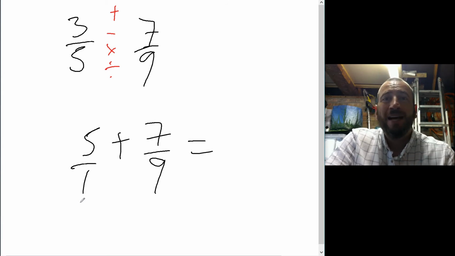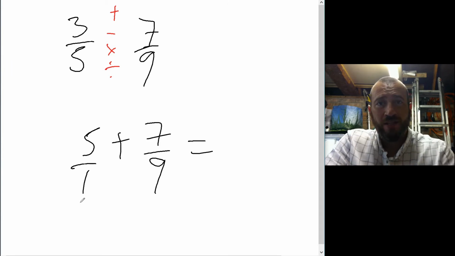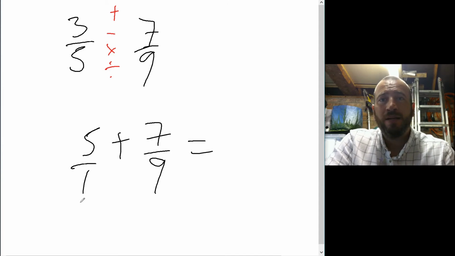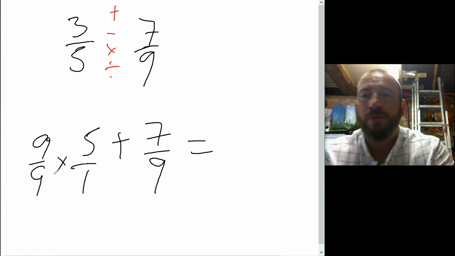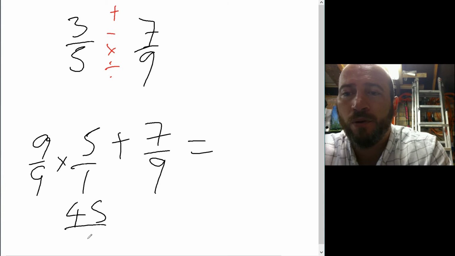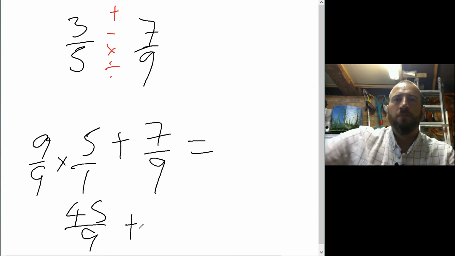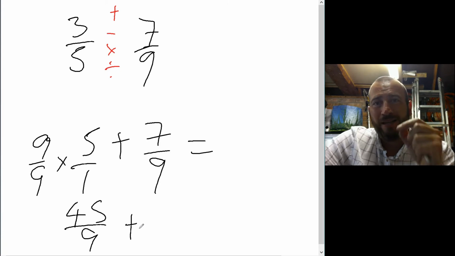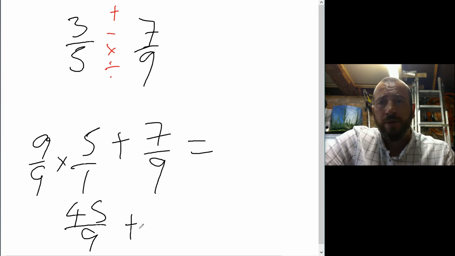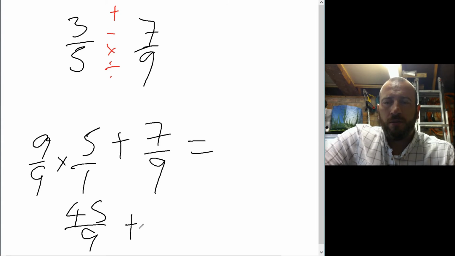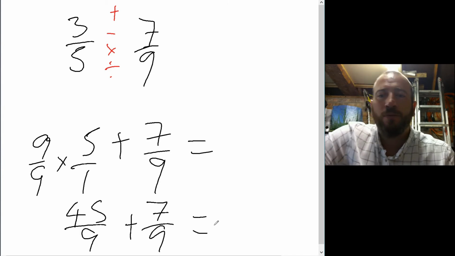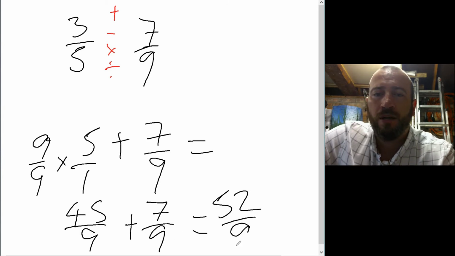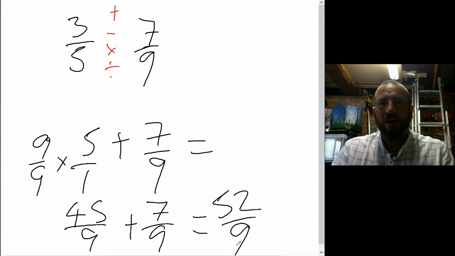So if we're adding these two numbers together, we just need the denominators to be the same. In order to make them the same, we multiply the fraction on the left by 9 over 9. So 9 times 5, 45 over 9. The fraction 45 over 9 is exactly the same proportionally as 5 over 1. Now if we add 7 over 9, exactly the same as before, 45 plus 7 is 52 over 9. There's your solution. Remember that 5 over 1 trick, right?